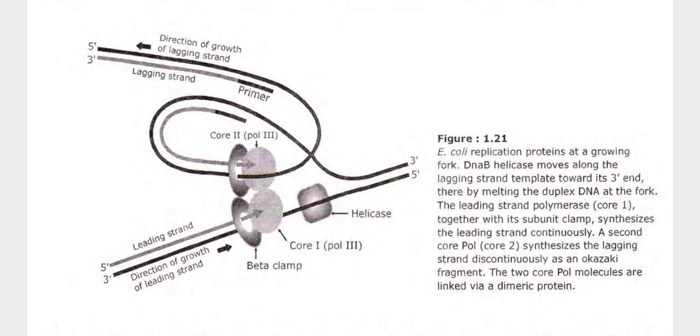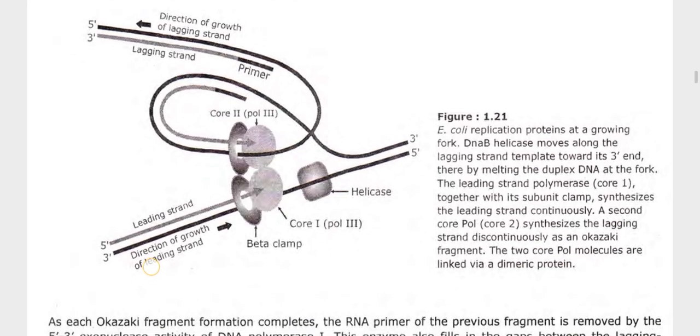So, direction of growth of lagging strand, primer, core 2, Pol III, leading strand, direction of growth of leading strand, beta clamp, core 1, Pol III, and helicase.